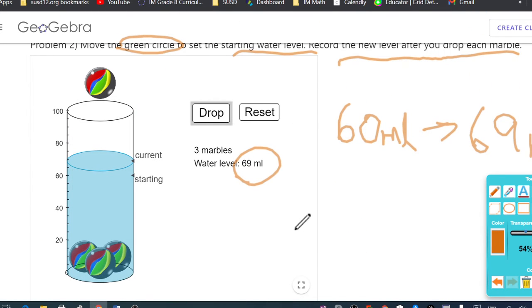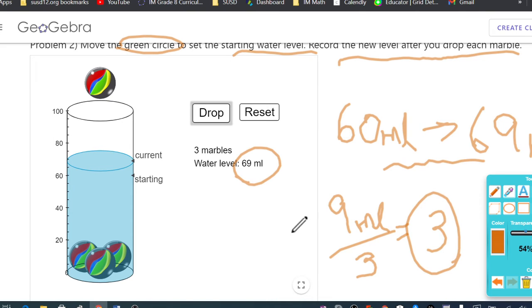Well, I already added 3 marbles, and the water level increased from 60 to 69. So that is an increase of 9 milliliters for 3 marbles. I can use this to get my constant of proportionality. If I reduce this fraction, it is 3. That means the water level rises 3 milliliters for each marble that I put in.